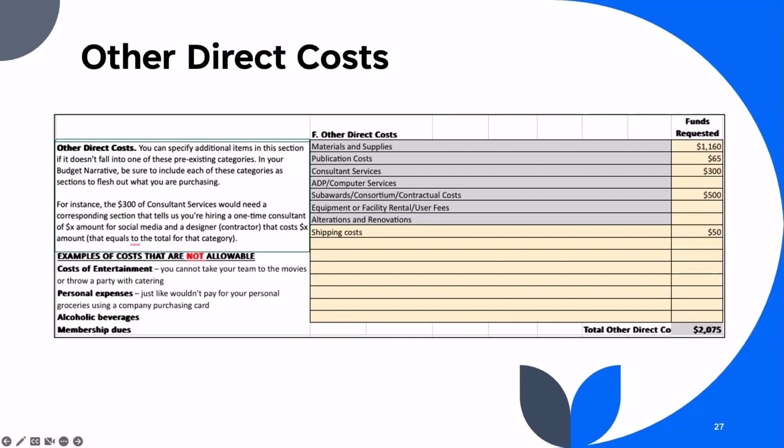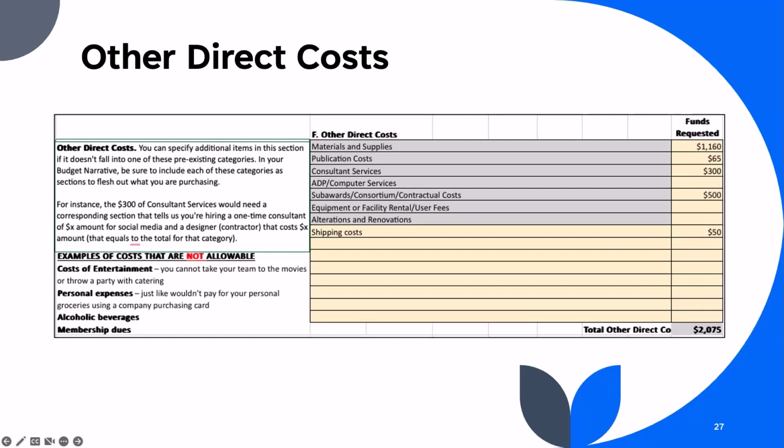So for instance, the $300 of consultant services would need a corresponding section that tells us you're hiring a one-time consultant for X amount of money, maybe a designer or contractor that costs a certain amount of money that helps with social media or something like that.